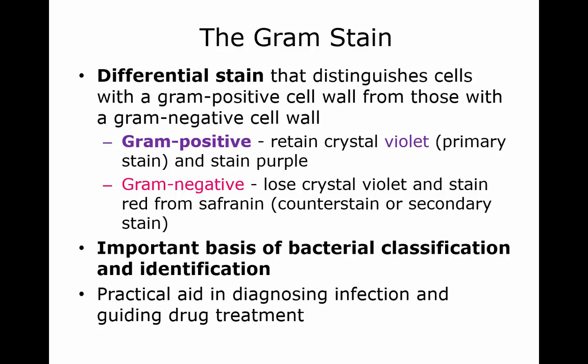Okay, looking at the gram stain again, a little bit more in depth. It's a stain that's going to distinguish the gram-positive from the gram-negative cell walls. And as I've said before, gram-positive is going to stain violet or purple because it retains the crystal violet that you put on it. The gram-negative is going to stain red from the safranin, and so it's going to appear pink. And this is used for diagnosing infection and deciding what drugs to use to treat the infections that are caused by bacteria.